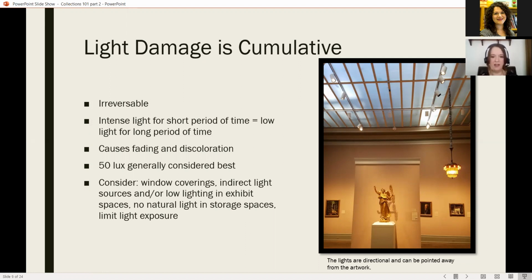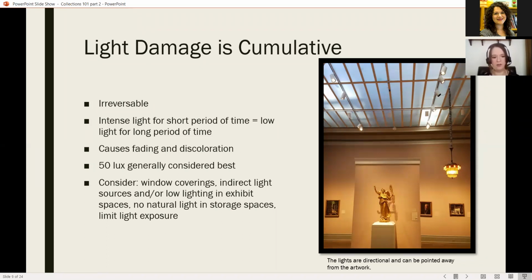We measure light in lux for these purposes, and 50 lux is generally considered safest. It's a very low light level, but it still mostly allows viewing of artifacts. Other things to consider to help control light are window coverings and indirect light sources. This image here is Toledo Museum of Art, I believe. They have protective coverings over their skylight. They also have little pilot lights that they can direct away or towards artifacts as needed.